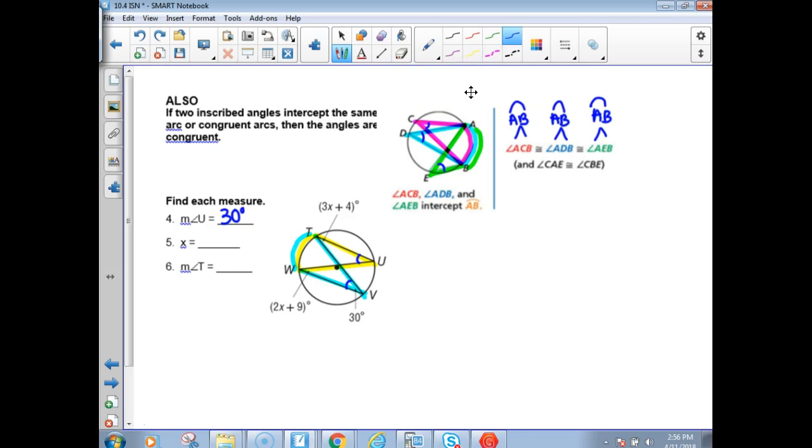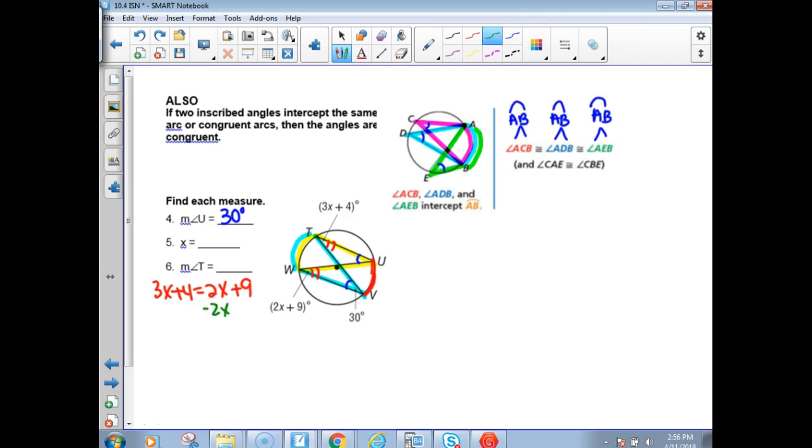Now, if I go in the other direction, what other two angles are congruent? What angles have U and V in them? Angle UTV and angle UWV would be congruent. They intercept the same arc UV. So we know those are equal as well, so our equation to find x will be 3x plus 4 equals 2x plus 9.